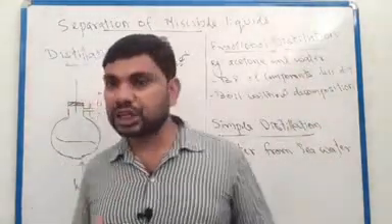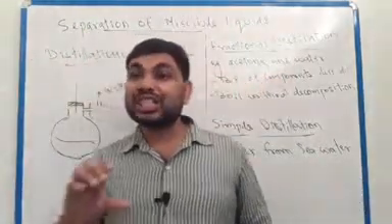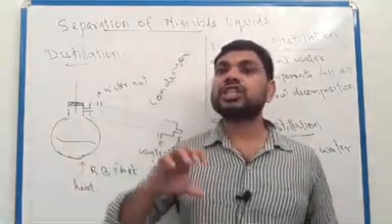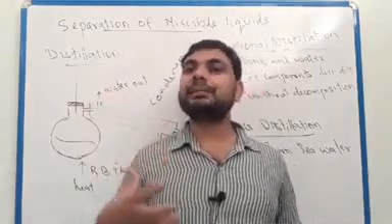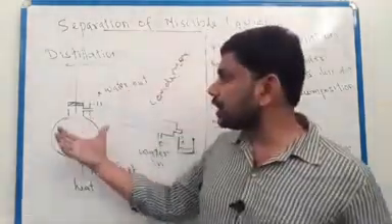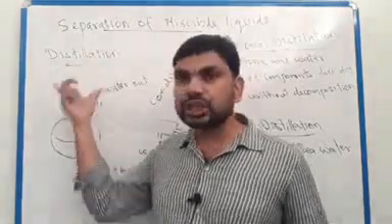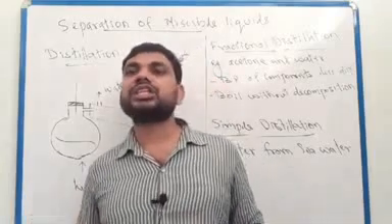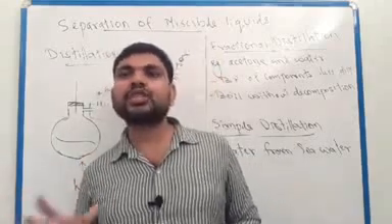Okay, in fractional distillation there is one more apparatus over here: the fractionating column. You can see in this figure the fractionating column, and also glass beads there to increase separation. For simple distillation you can see only this figure, there is no fractionating column and glass beads. Only in fractional distillation can you see the fractionating column and glass beads to increase separation.